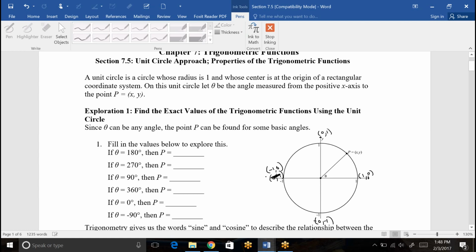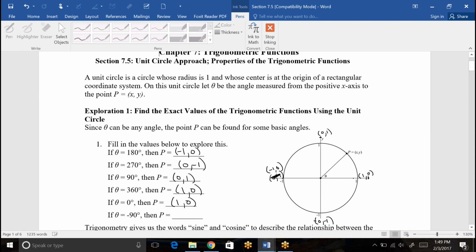So 180 degrees is over here, so that means that point is negative 1, 0. 270 is down here in the third one, because remember it's 90, 180, 270. So that is 0, negative 1. For the point, because they're only asking for the point here, 90 degrees is the ordered pair 0, 1. 360 is back over here at 0, so that would be 1, 0. And that's also the same location as 0 degrees.